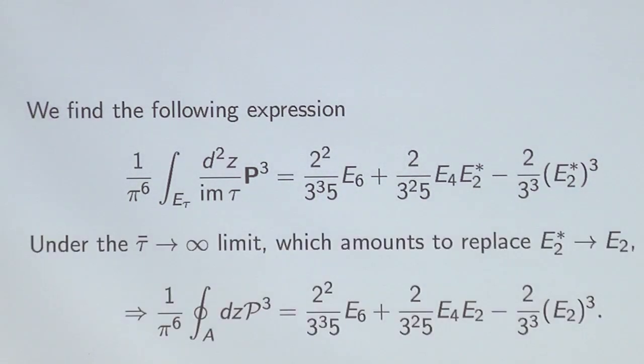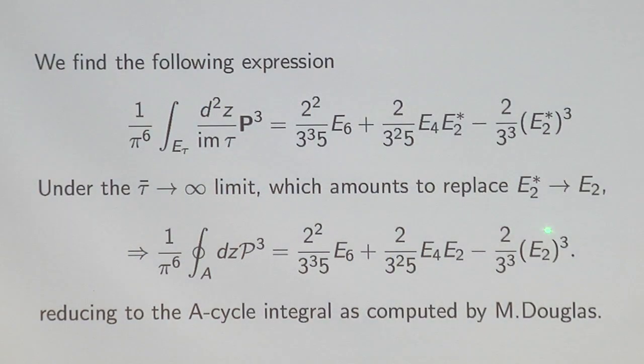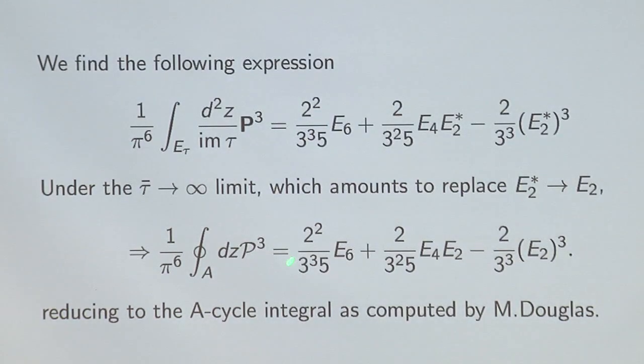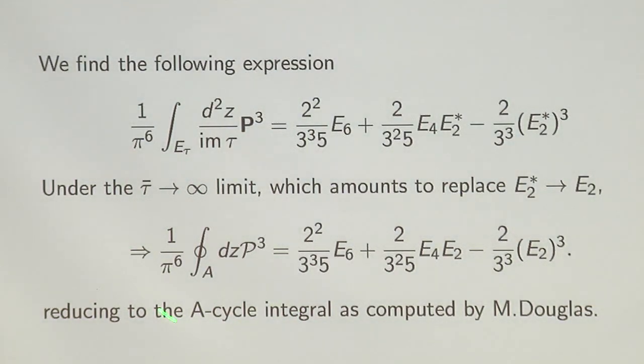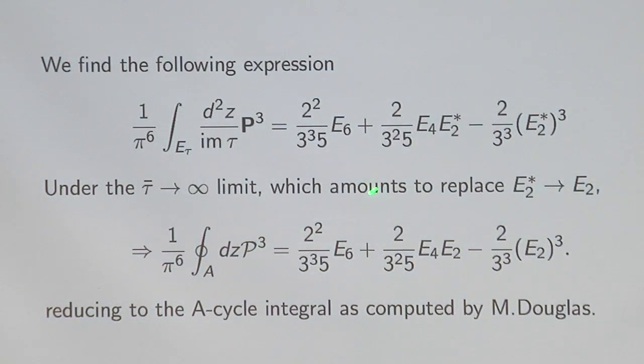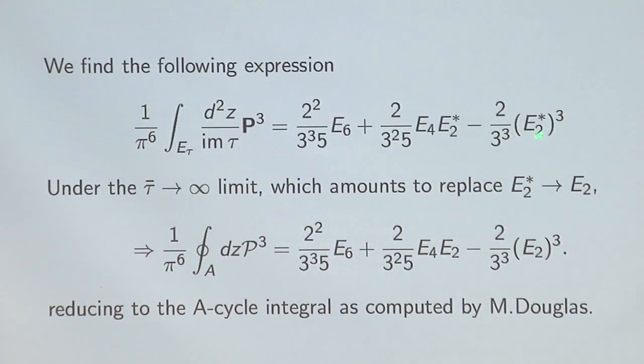And you can go to the so-called tau bar goes to infinity limit. And then it's funny that this 2D integral under this limit, which in this case amounts to replacing E2 star by E2, becomes a cycle integral. It's like a line integral, a loop integral. And this function just becomes like the quasi-modular forms. E2 star goes to E2 and so on.